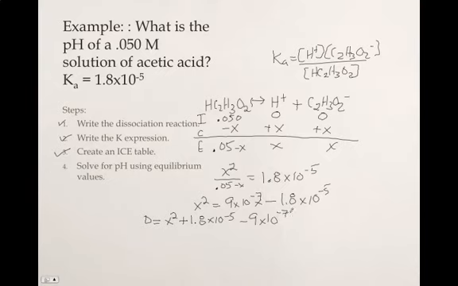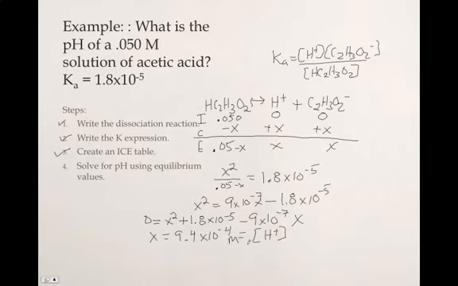Plug that into your quadratic and we get that x is equal to 9.4 times 10 to the negative fourth. Well, x is the same thing as our H plus at equilibrium. So that's also going to equal our H plus concentration. And because we have to worry about units, that's molarity. So now we have to solve for pH. Now that we have the equilibrium value of our H plus concentration, we're going to solve for pH.